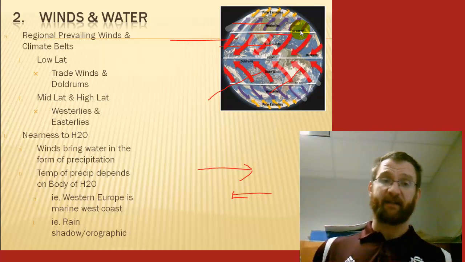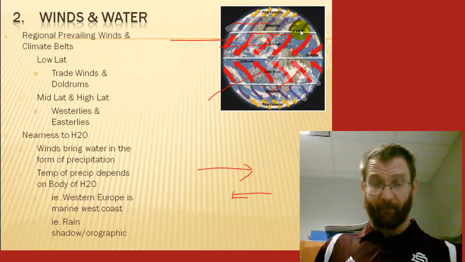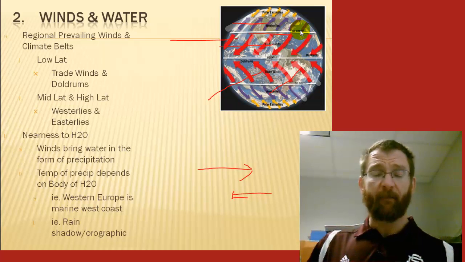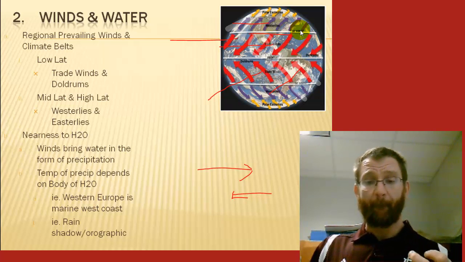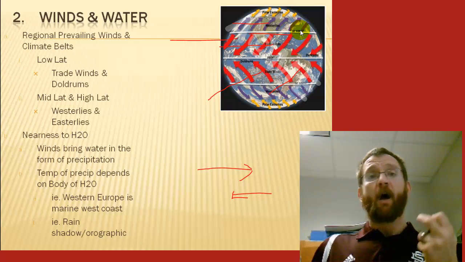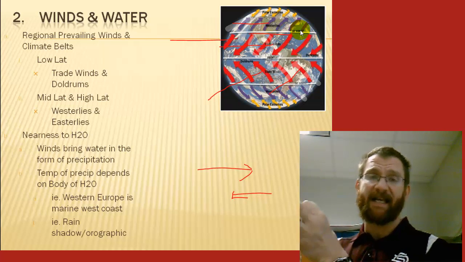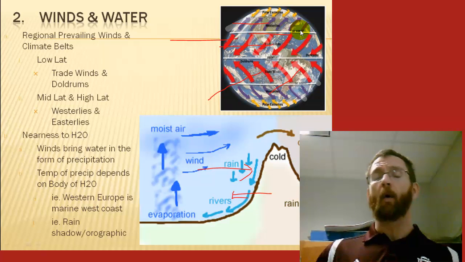Another example, and this is how they work together, another example of regional prevailing winds and body of water playing a role on climate and land, is when regional prevailing winds and water hit a mountain range. The mountains block precipitation from crossing that mountain range, and they keep the rain to one side. This is called the rain shadow or the orographic effect.